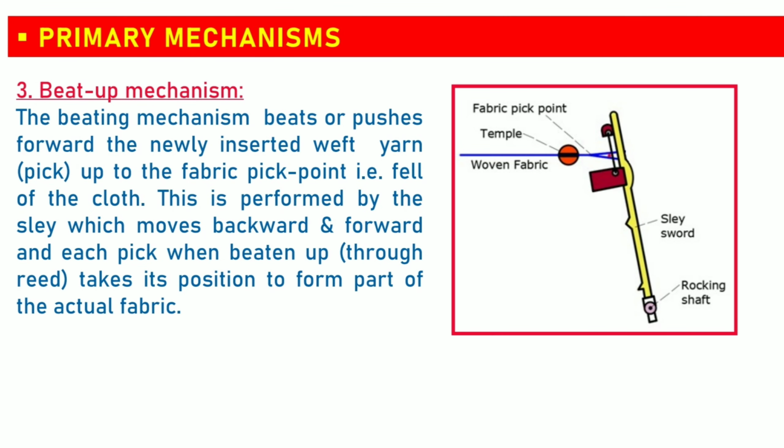In primary mechanism, third is beat up mechanism. The beat up mechanism beats or pushes forward the newly inserted weft yarn up to fabric fell point. It means fall of the cloth. This is performed by the sley, which moves backward and forward, and each pick, when beaten up, takes its position to form part of the actual fabric. In the loom, all primary mechanisms, shedding, picking and beating, are performed in sequence, one after another.